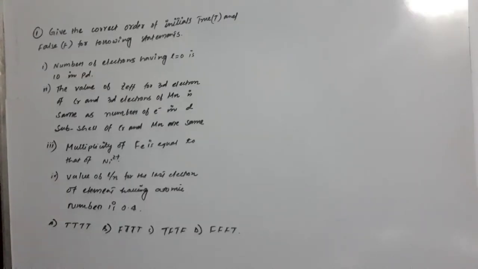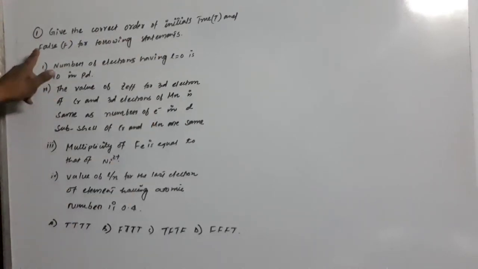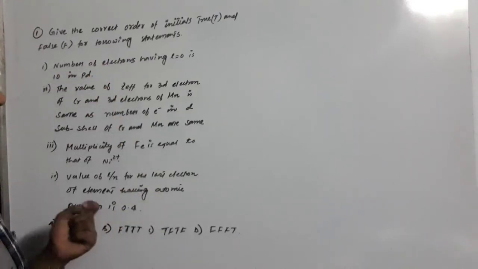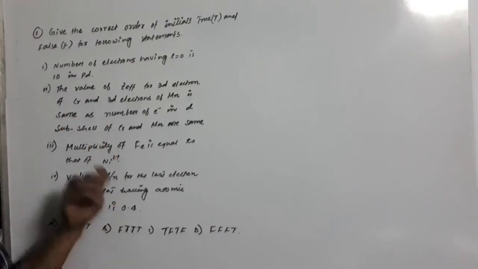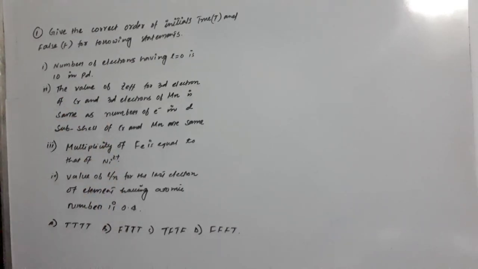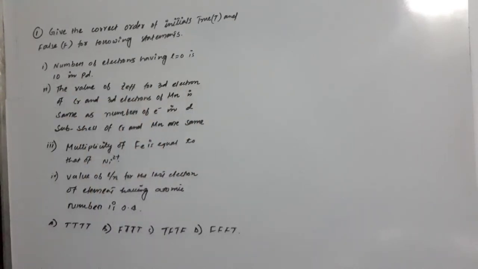So the first question says: give the correct order of true and false for the following statements. Four different statements are given to us and we have to justify whether they are true or not. The first statement is: the number of electrons having l equal 0 is 10 in palladium.